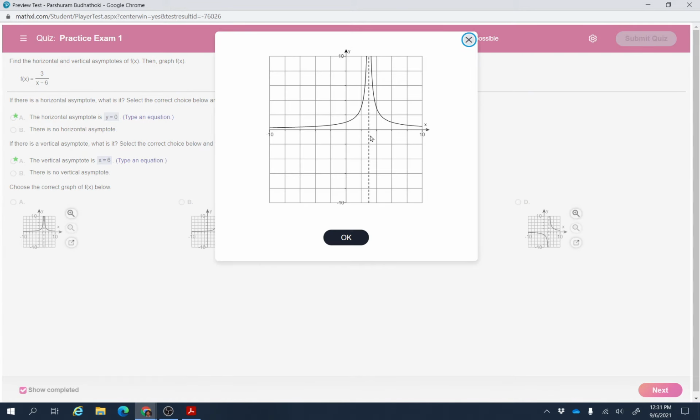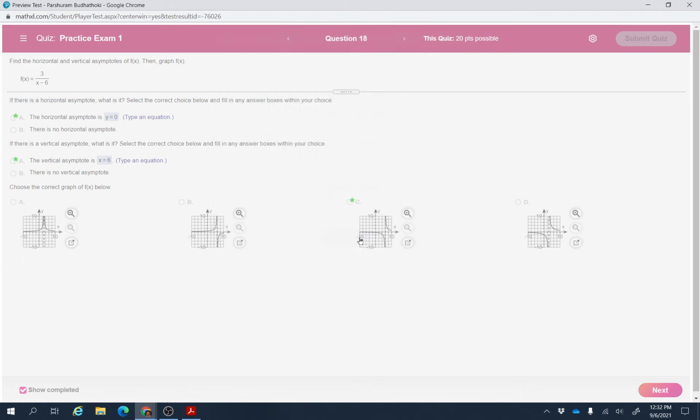Here x equals 6 is the vertical asymptote. But when x approaches positive infinity, this graph approaches 0 from above. But when x approaches negative infinity, this graph approaches 0 from below, not from above. And you can verify that by finding the value of the function at x equals 0. When x is 0, the value of the function should be negative, but it's positive. So this is not the right graph.